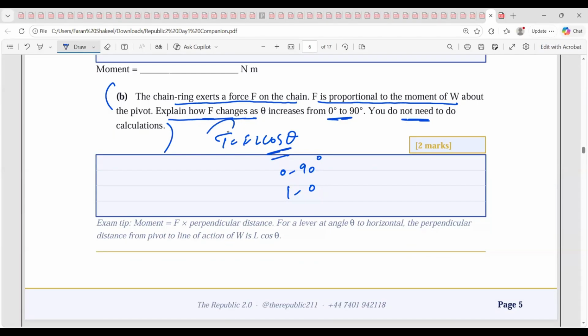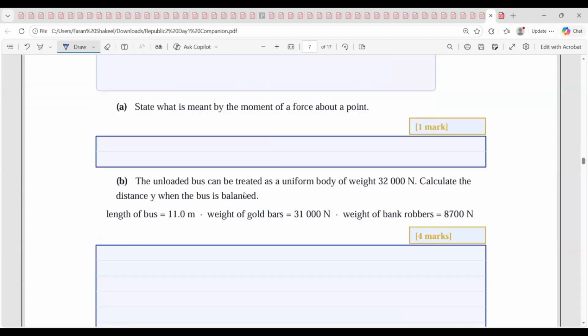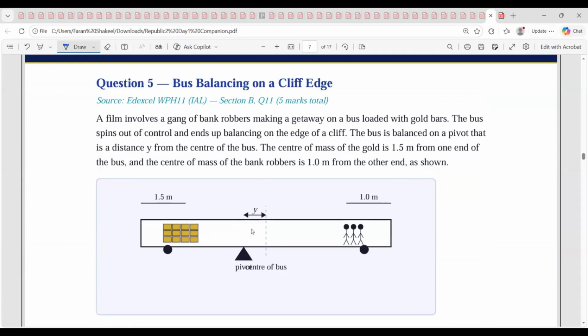Okay, so we just need to remember the mechanics of a formula whenever we're talking about such questions. We've got another one over here. We've got a bus. A film involves a gang of bank robbers making a getaway on a bus loaded with gold bars. The bus spins out of control and ends up balancing on the edge of a cliff. The bus is balanced on a pivot that is at a distance y from the center of the bus. The center of mass of the gold is 1.5 meters from one end of the bus, and the center of mass of the bank robbers is 1 meter from one end as well.